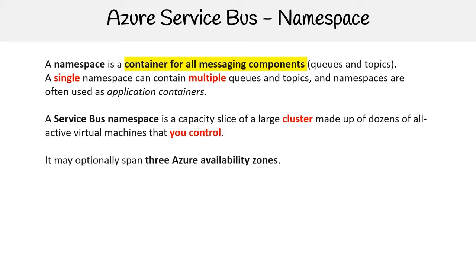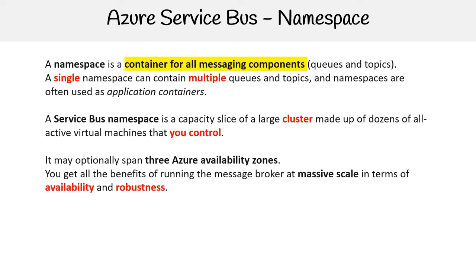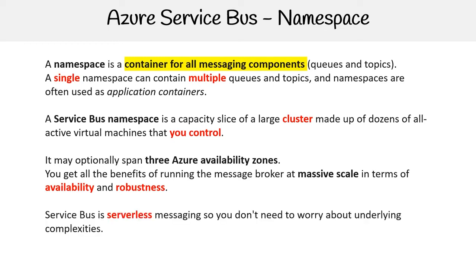It may optionally span 3 AZs or availability zones in Azure. You get all of the benefits of running the message broker at massive scale in terms of availability and robustness. A service bus is serverless messaging, so you don't need to worry about the underlying complexity, which is kind of interesting because they're mentioning spanning across availability zones and virtual machines, but you don't have to worry about the management of it, but you do need to know a little bit about how it works underneath. But there you go.